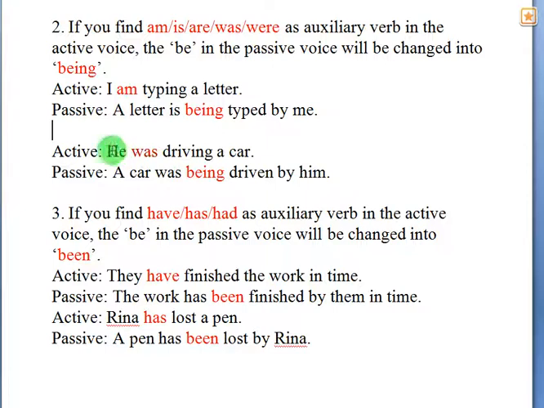Another example, he was driving a car. A car was being, this additional being, driven by him.